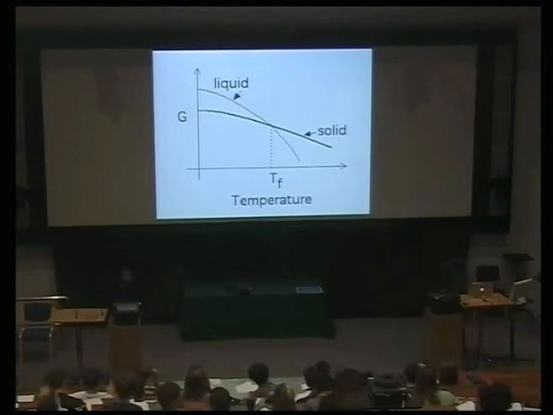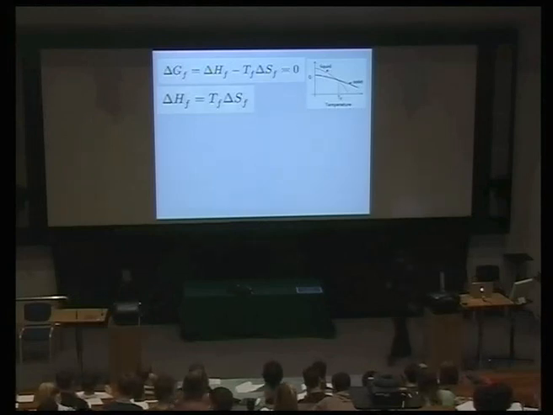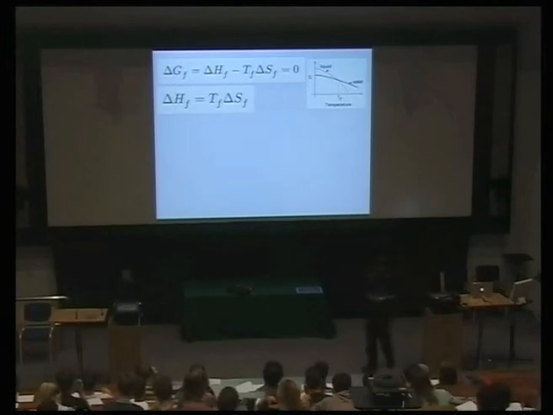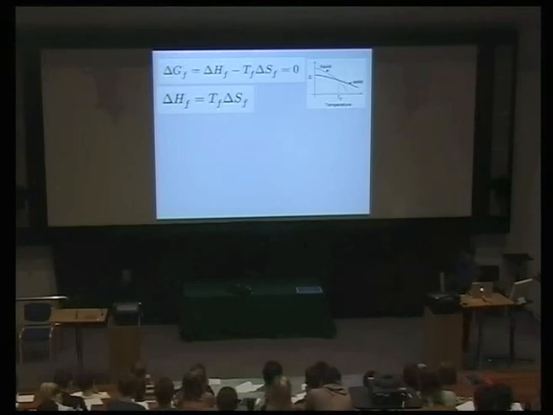So if I look at just the fusion temperature here, then I can write the free energy change is equal to the enthalpy change minus the fusion temperature times the entropy change, and that must be equal to 0 at this point. And therefore, I have the enthalpy of fusion as a function of the entropy of fusion and the melting temperature. And now I'm going to assume that both the enthalpy of fusion and the entropy of fusion don't change much with temperature. Okay, so we've got values for those quantities, and they don't change much with temperature.